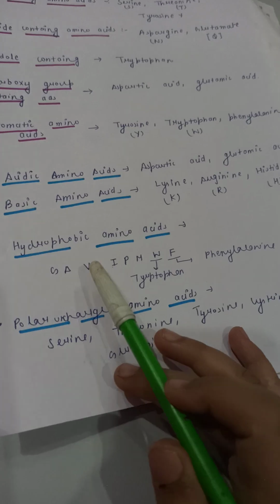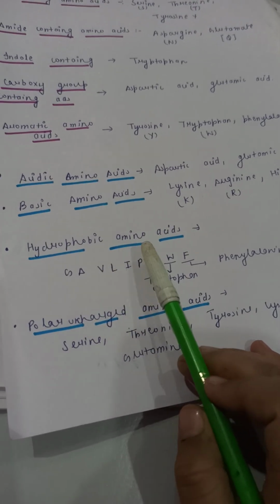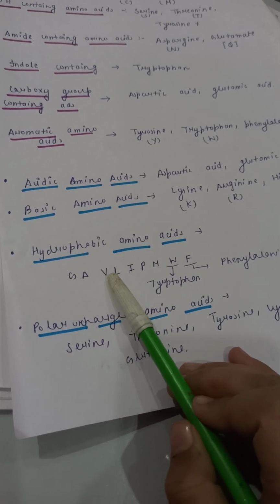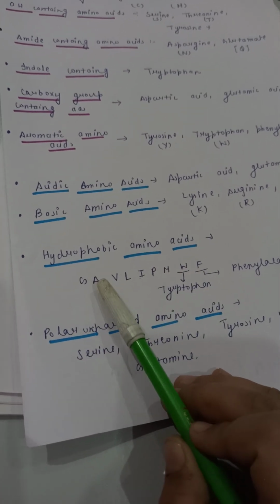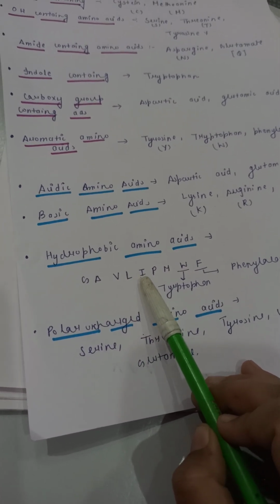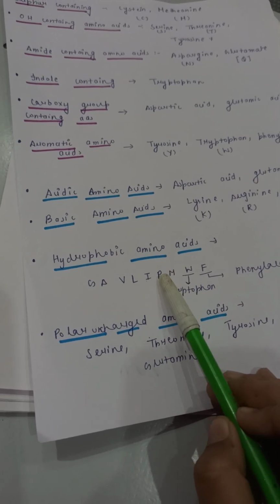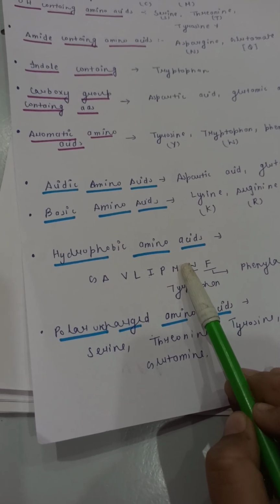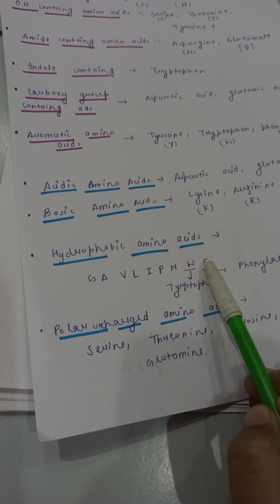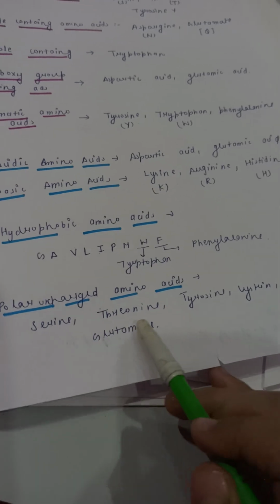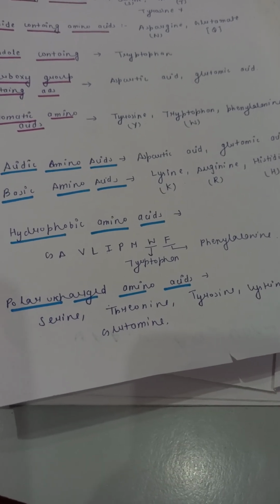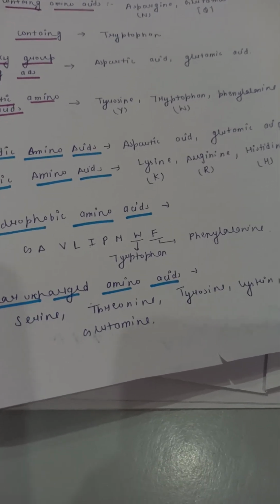Then we have hydrophobic amino acids, and the examples of hydrophobic amino acids are GAVLI, PMWF: glycine, alanine, valine, leucine, isoleucine, proline, methionine. Methionine is also an example of a sulfur containing amino acid. Then tryptophan, tyrosine. Then we have polar uncharged amino acids. Examples of polar uncharged are serine, threonine, tyrosine, cysteine, and glutamate.